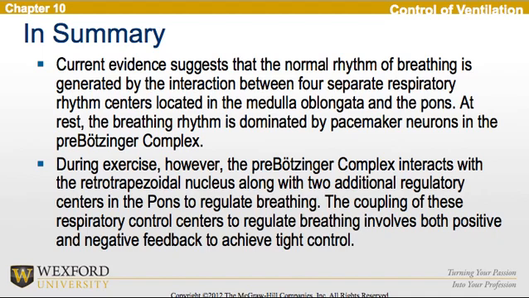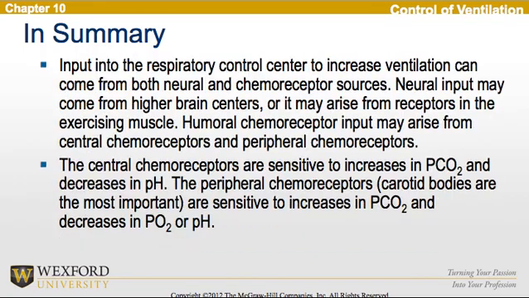The coupling of these respiratory control centers to regulate breathing involves both positive and negative feedback to achieve tight control. We also see that input into the respiratory control center to increase ventilation can come from both neural and chemoreceptor sources. Neural input may come from a higher brain center, or it may arise from receptors in the exercising muscles. The humoral chemoreceptor input may arise from central chemoreceptors and peripheral chemoreceptors.